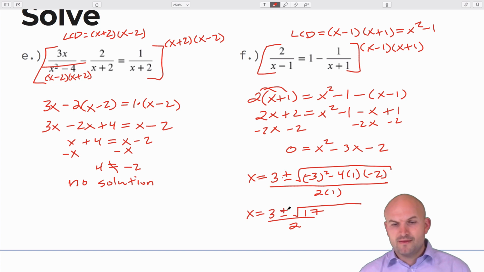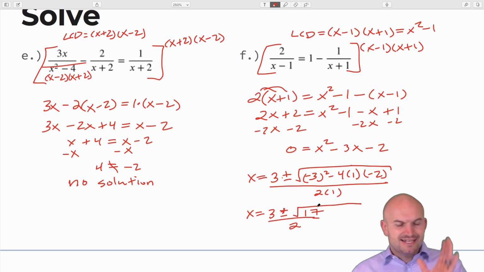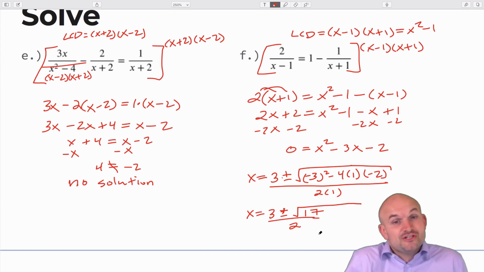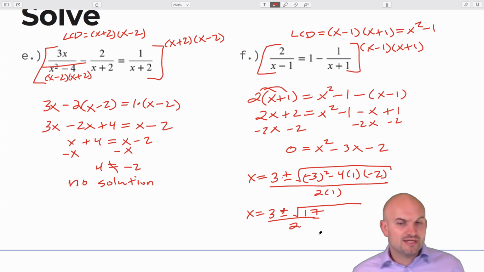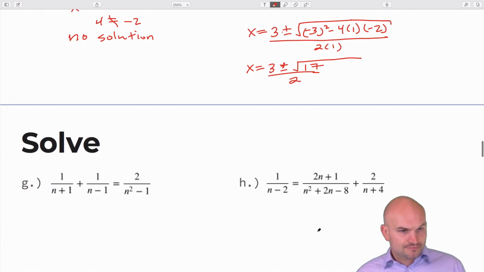Divided by 2. And it's pretty obvious to note that neither of those answers, when you plug them in, is going to make my denominator 0, because the only numbers that make my denominator 0 are going to be 1 and negative 1. So therefore, neither of those. Those are your solutions, which are irrational. Perfectly fine. Just make sure you can apply the quadratic formula if it is non-factorable.